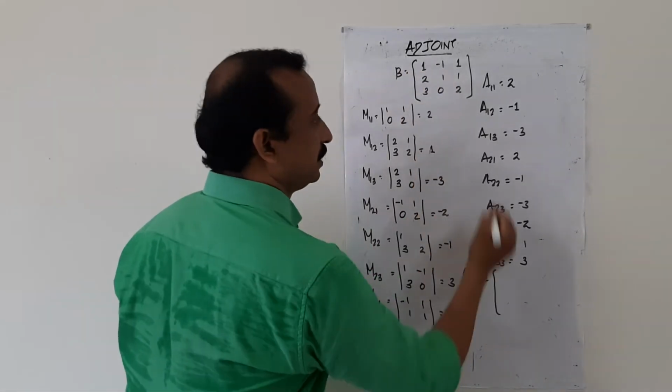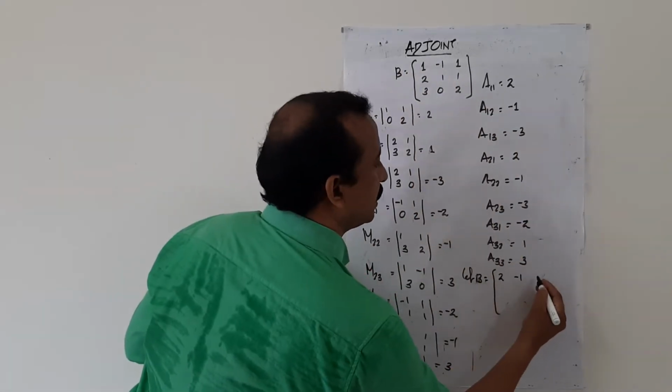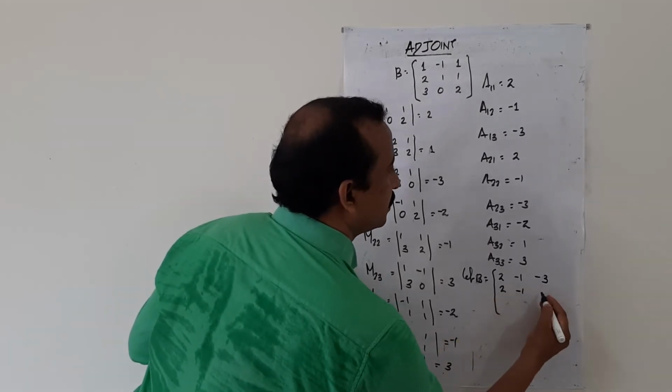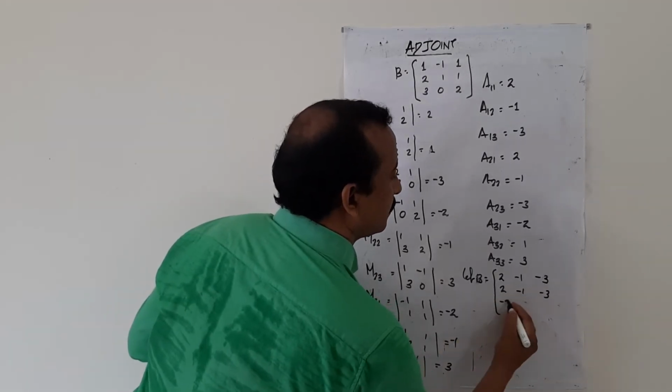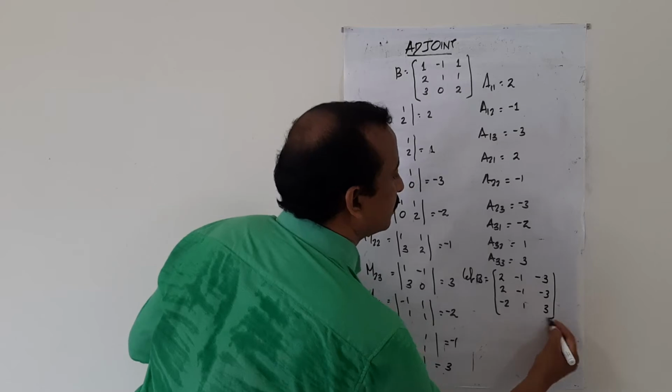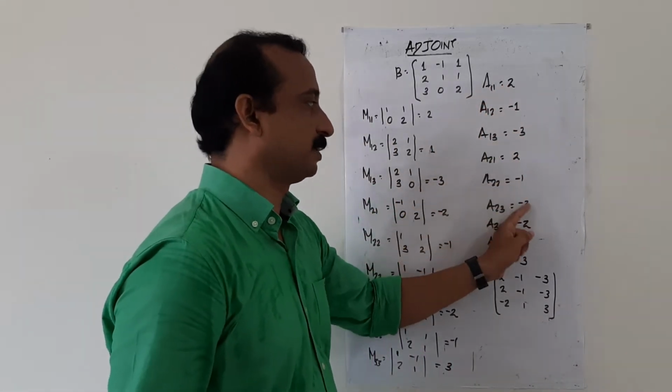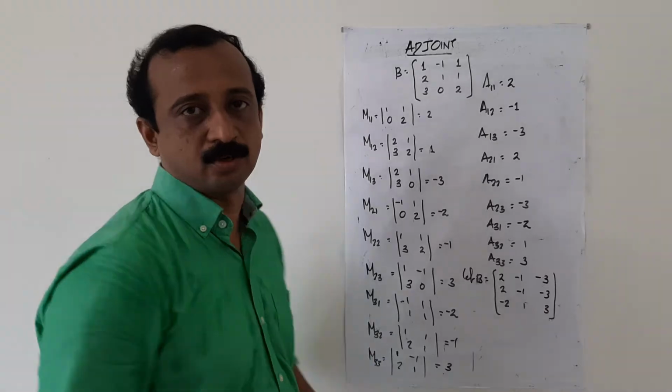Here, cofactor of B: 2, minus 1, minus 3. Then minus 2, 1, 3. Then 2, minus 1, minus 3. That is the cofactor.